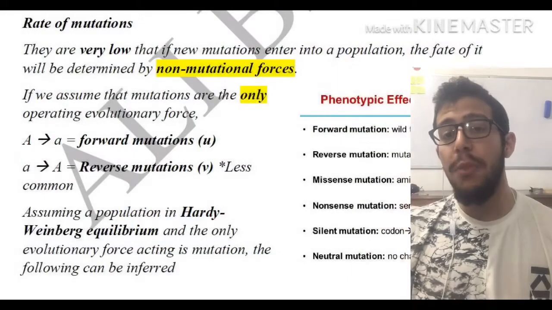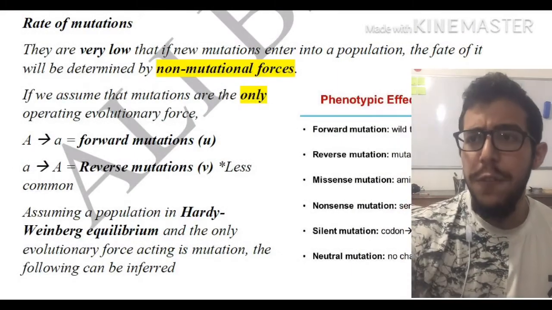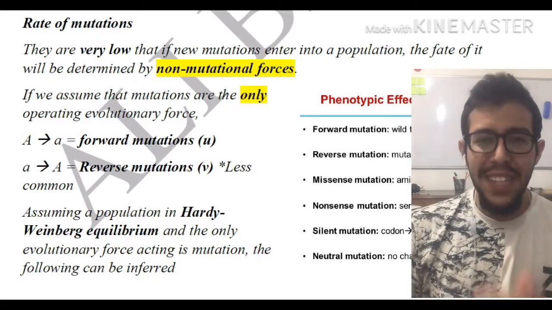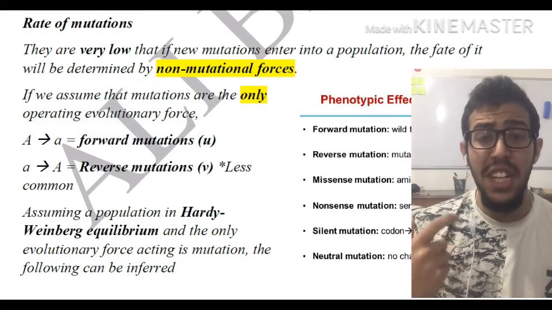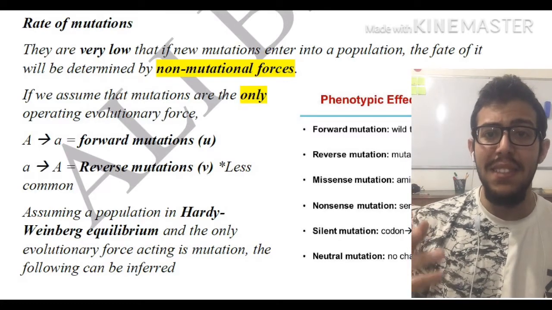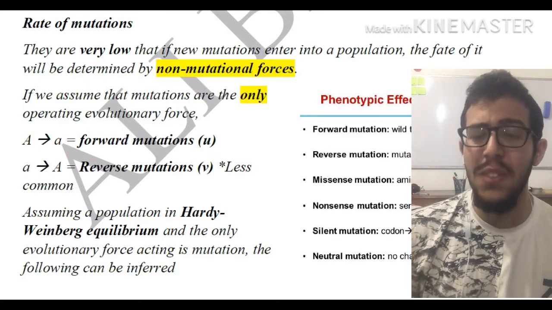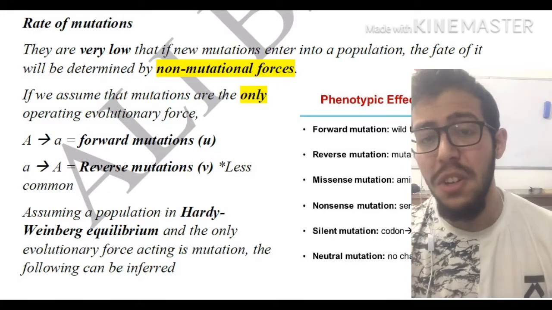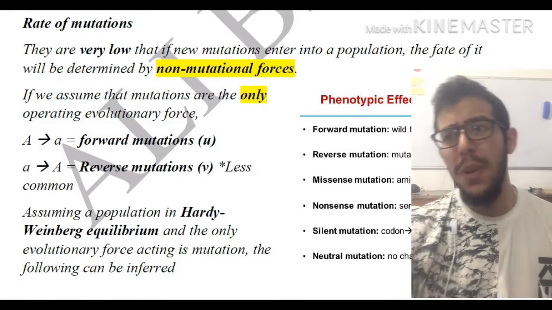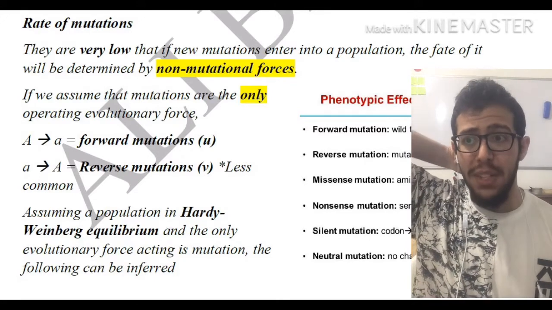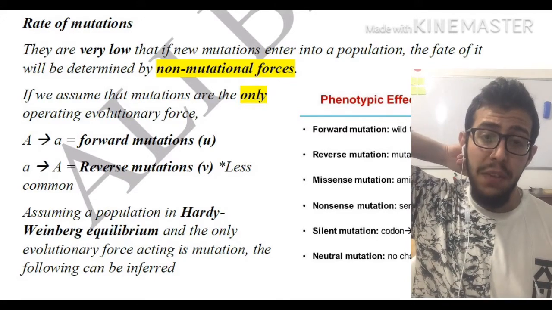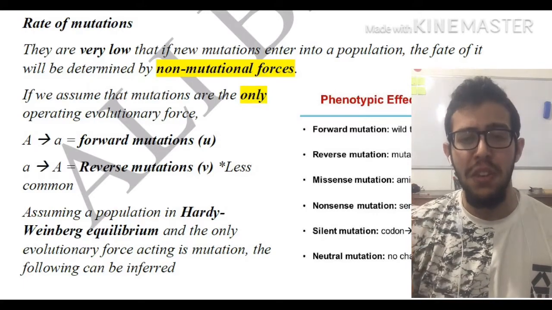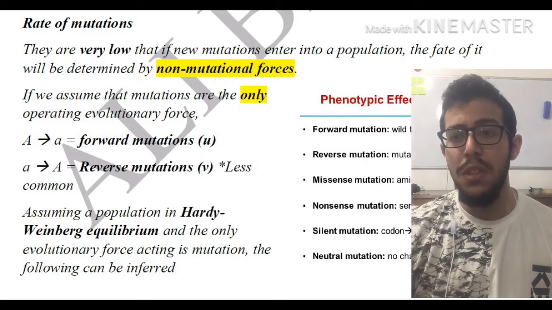Let's start with rate of mutations. They are very low, so if new mutations enter into a population, the fate of these mutations is not going to be determined by this parameter itself. It is going to be affected by non-mutational forces even more. If we assume that mutations are the only operating evolutionary force, I mean, if you want to remove genetic drift, if you want to remove natural selection, etc., this is what we have.